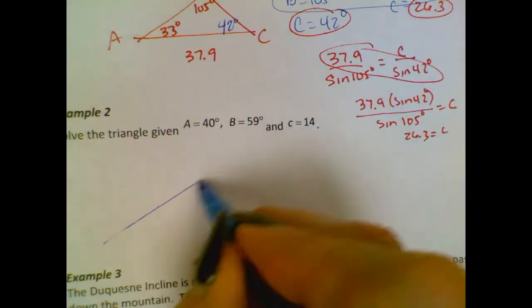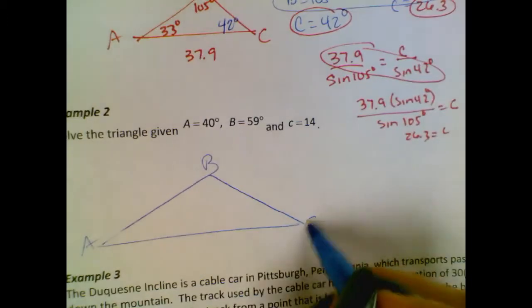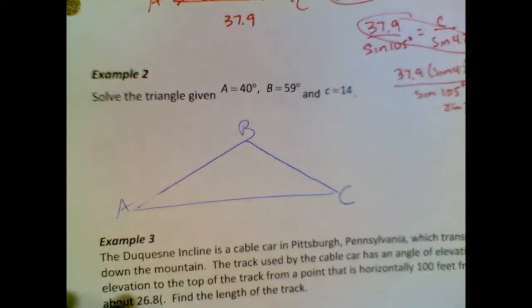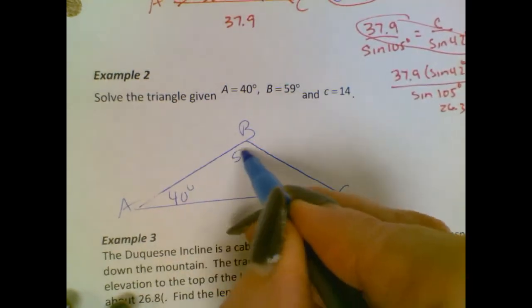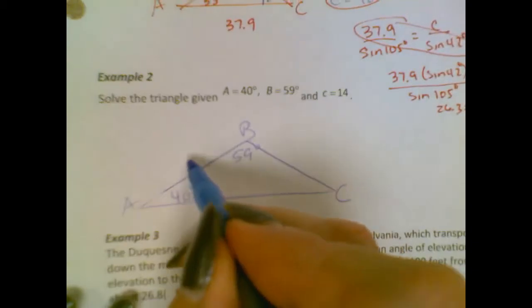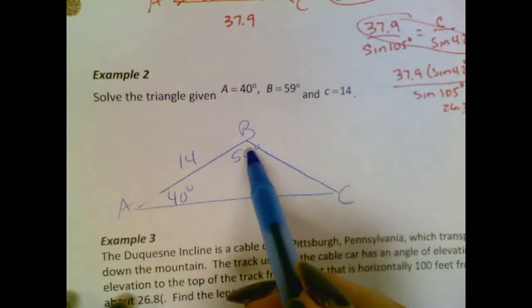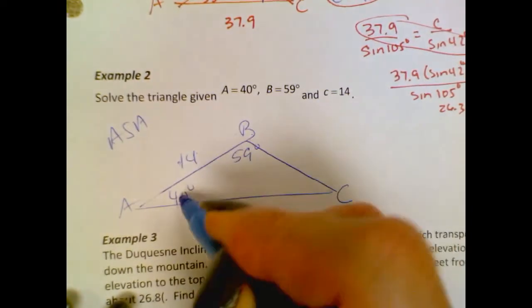All right, let's go ahead and put this in. Angle A, angle B, angle C. We know angle A. We know angle B. And we know little c. Little c is 14. So this is called ASA. Angle, included side, angle.